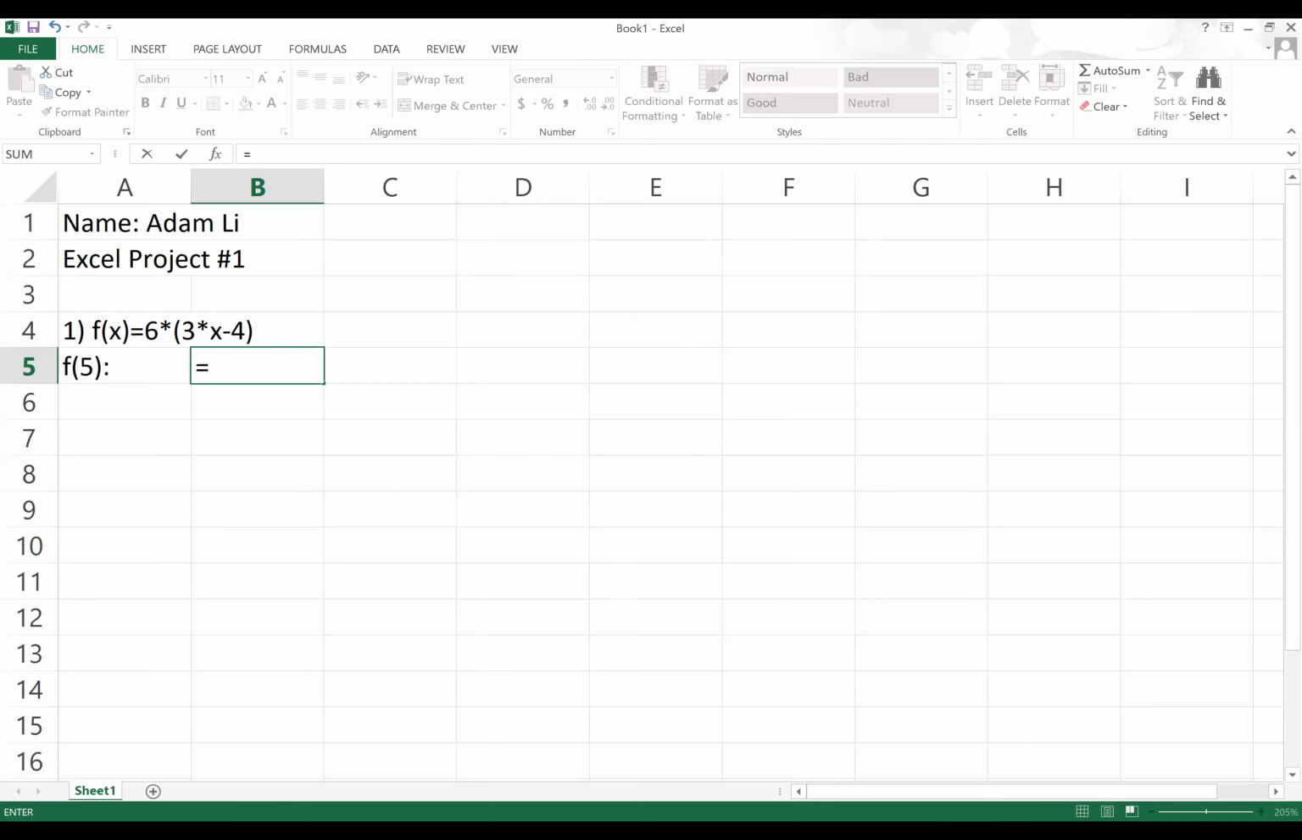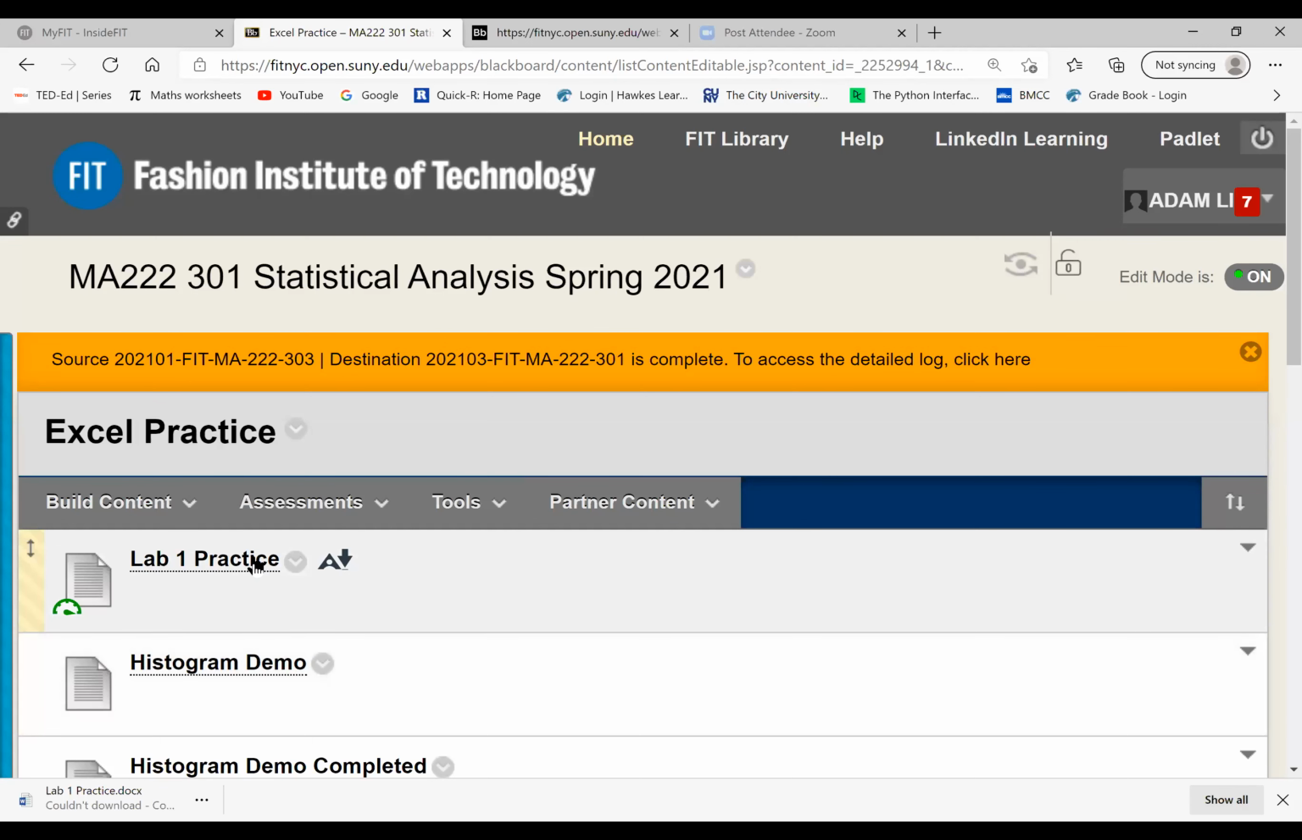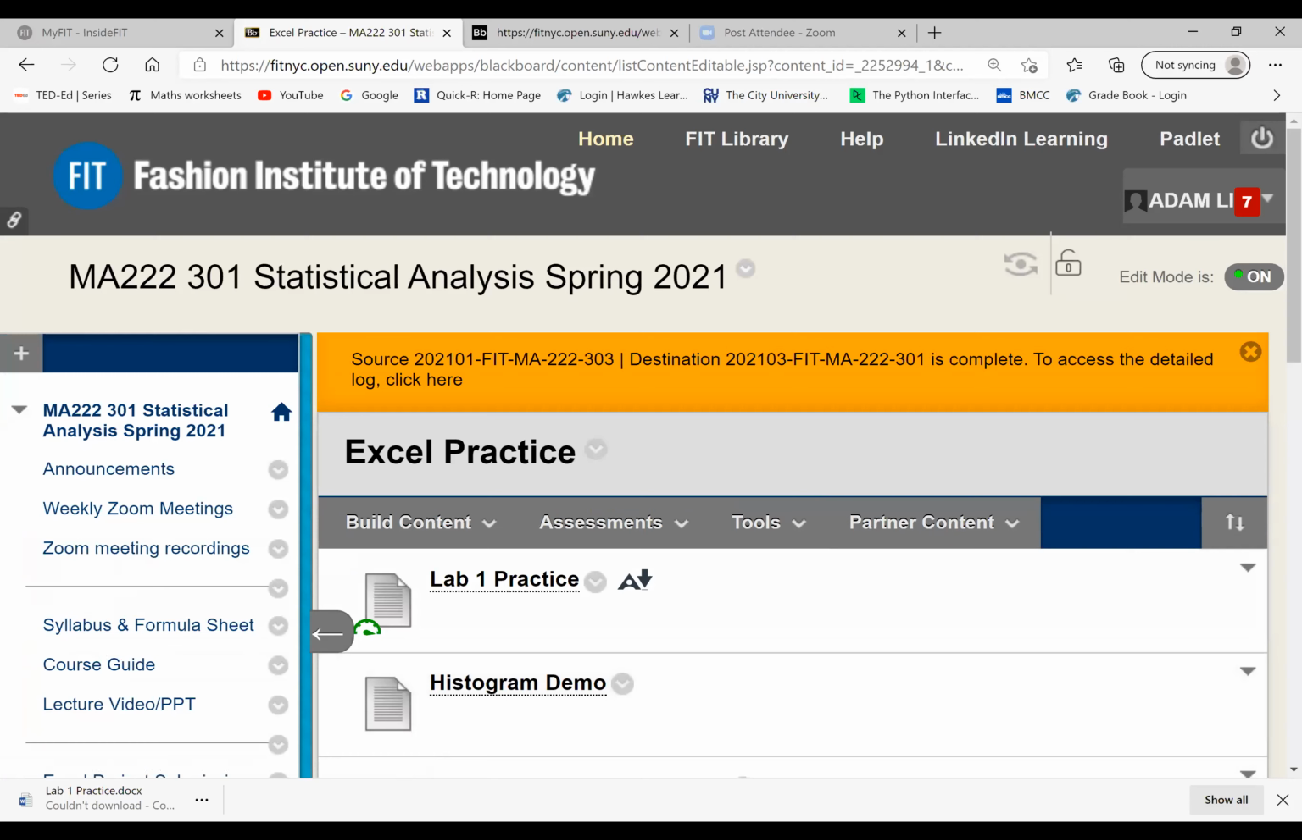Let me check. Oh, number one is just the f of 5 and the f of negative 8. Note 6, 3, x minus 4. Yep, that's right. No, it's not showing up in the Word document. It just starts with f of 5 and f of negative 8. Mine has f of x equals 6, the full equation. Mine too. I guess maybe it depends on the Word version, if you have an older version of Word.